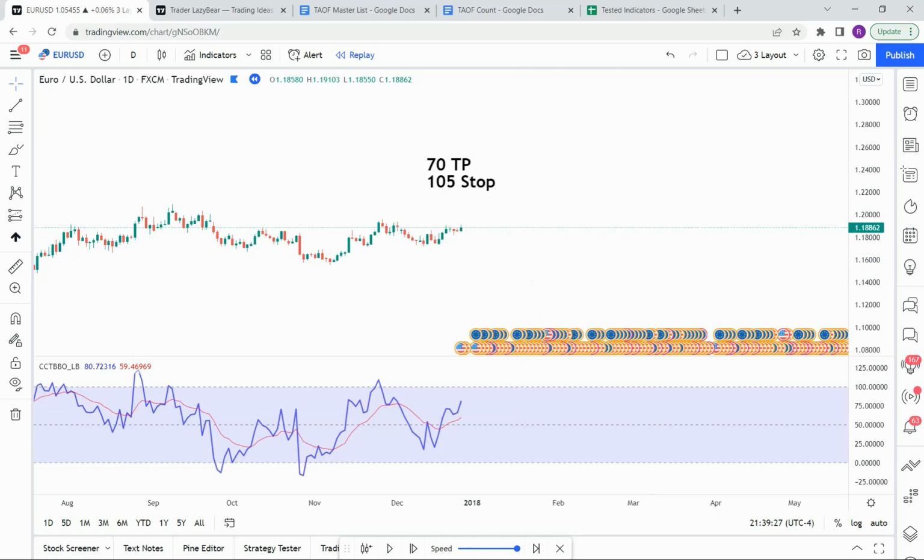Today we will be testing the CCT Bollinger Bands Oscillator.